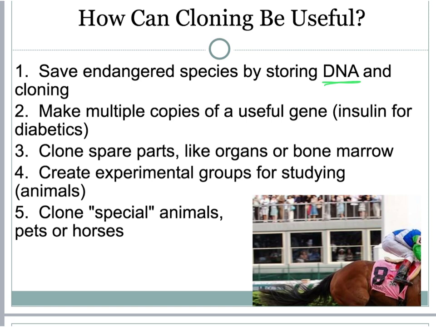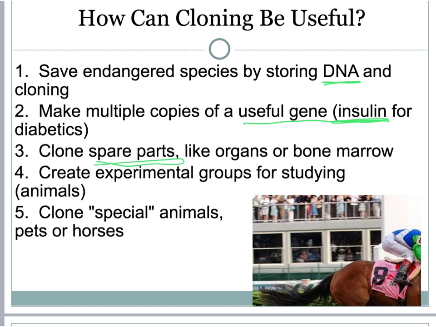This is the whole Jurassic Park, extract the DNA and make dinosaurs thing. So that's kind of an extreme example, but it could be used to save things that are in danger of going extinct. Make multiple copies of a useful gene. Insulin for diabetes. They need insulin. This is a really good use of genetic engineering. So if you can make lots and lots of copies of it, give diabetics this insulin so that they can survive and thrive, that's a good use.